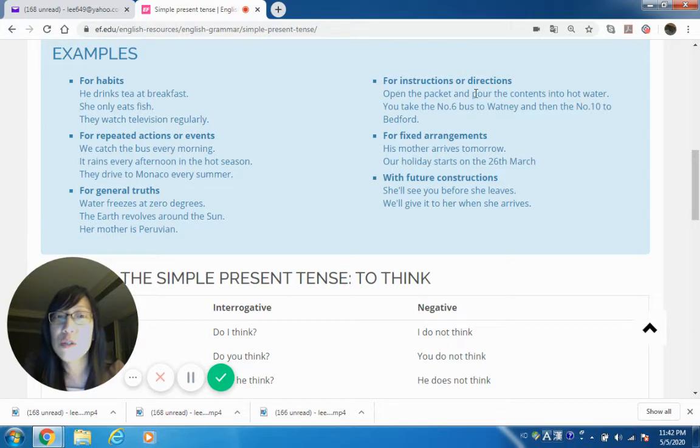Now for instructions or directions. Open the packet and pour the contents into hot water. You take the number 6 bus to Watney and then the number 10 to Bedford. For fixed arrangements, his mother arrives tomorrow. Our holiday starts on the 26th of March. With future constructions: she'll see you before she leaves. He'll give it to her when she arrives.